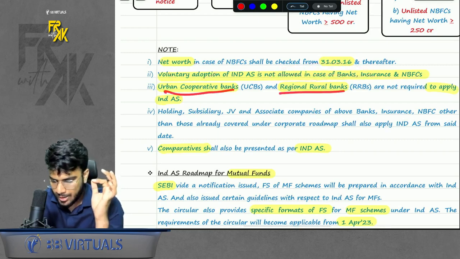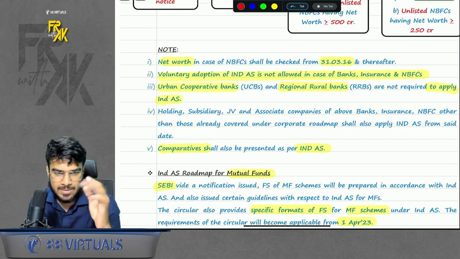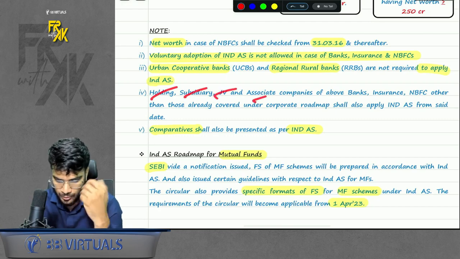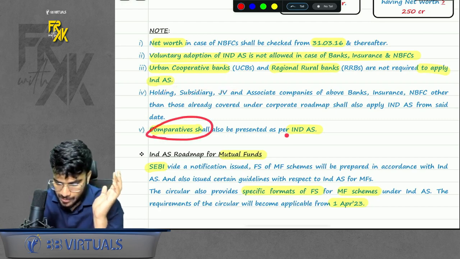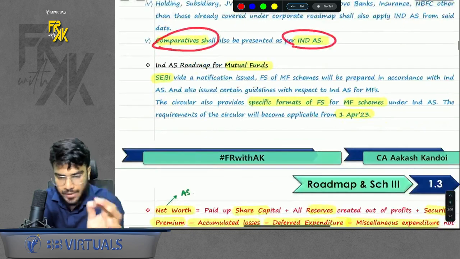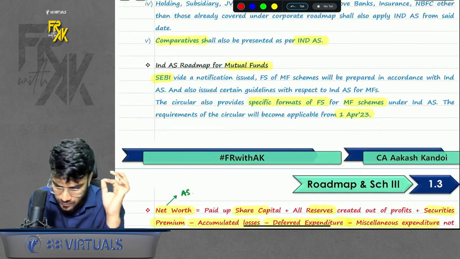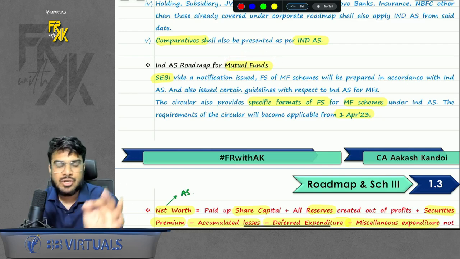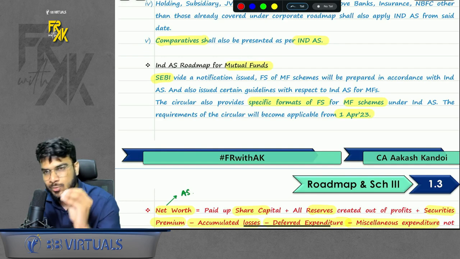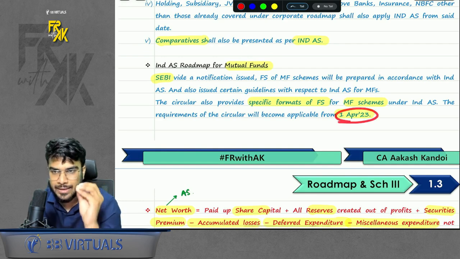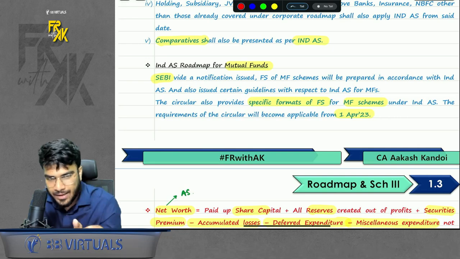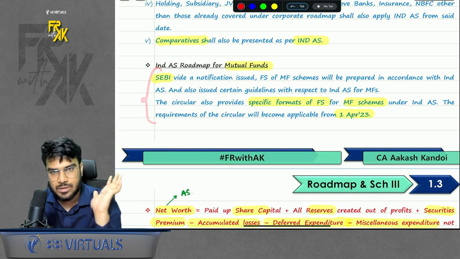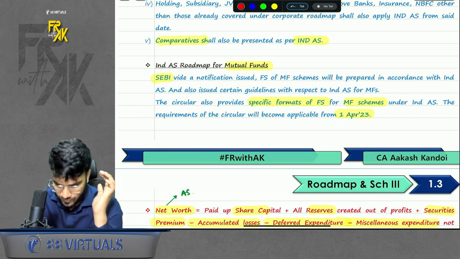Urban banks or rural banks need not apply Ind AS because those are very small banks. Also, if you are covered, your holding, subsidiary, joint venture, associate will also get covered. Also, comparatives shall be given as per Ind AS. Simple. One more category of company was discussed, which was mutual funds. If you are a mutual fund, SEBI via a notification has also applied Ind AS to mutual funds from 1st April 23. Formats have also been given, but the formats are not under your syllabus. You just need to know that it is also applicable to mutual funds.